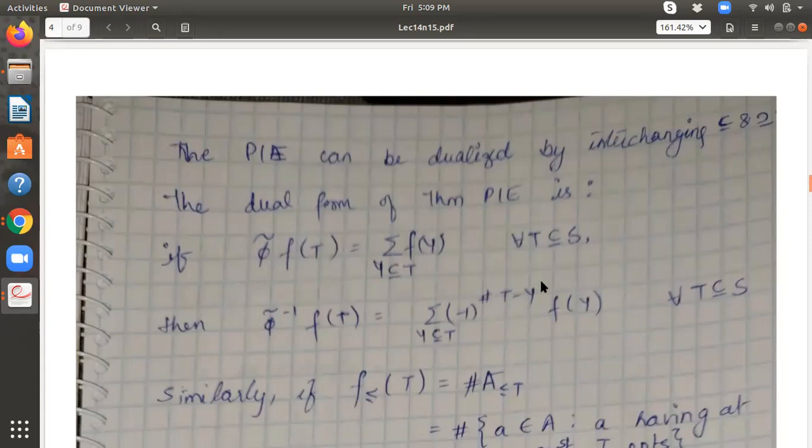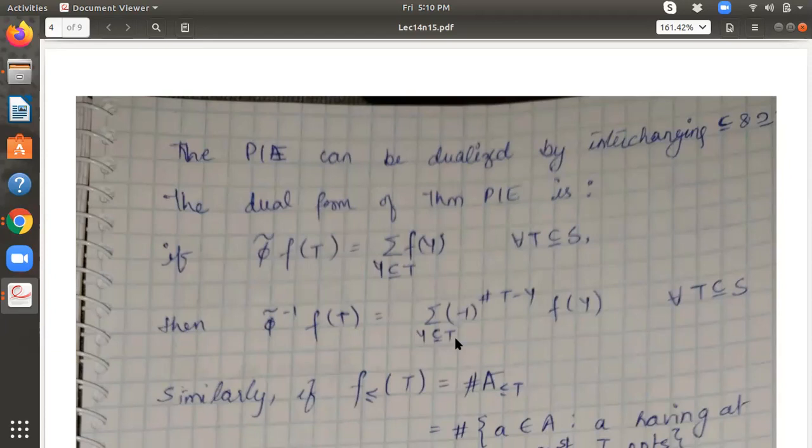Okay, there is a bracket missing here. Cardinality of the set T minus Y. This is also set minus. Again, I should have probably put a backslash instead of a slash, but you get the idea, right? So this is the cardinality of the set T minus Y, and you take f_y, and this summation runs over all the Y which is a subset of T.